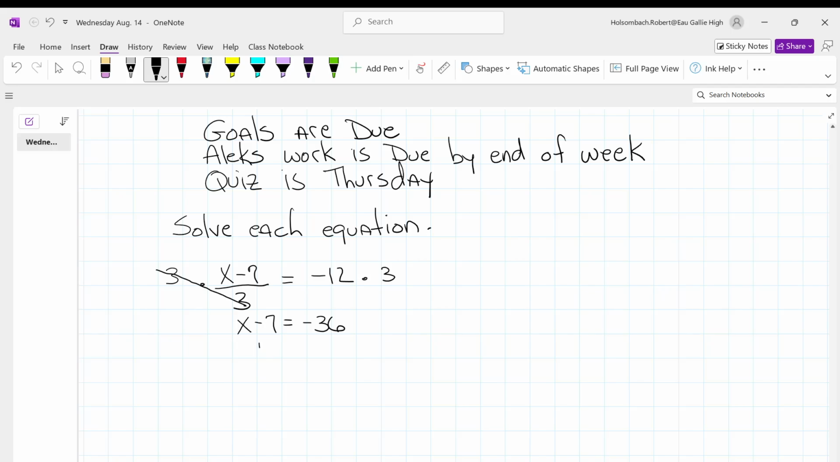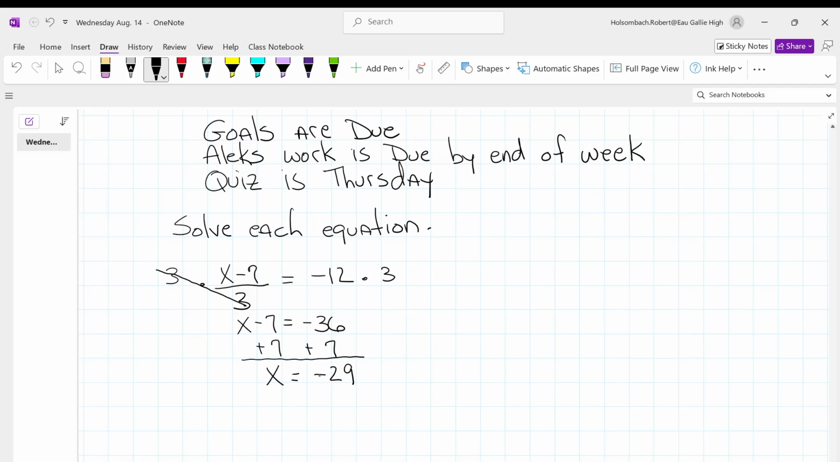And now we simply add 7 to each side. And we get an x that's equal to negative 36 plus 7, which is negative 29.